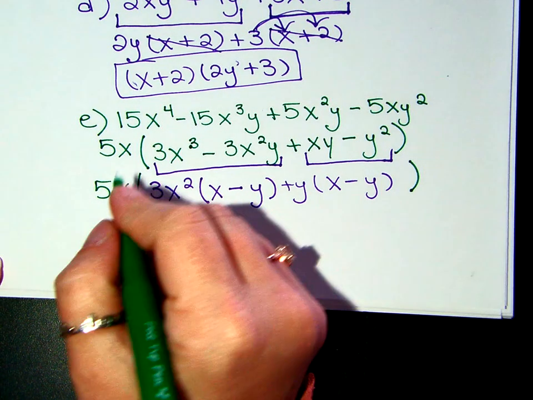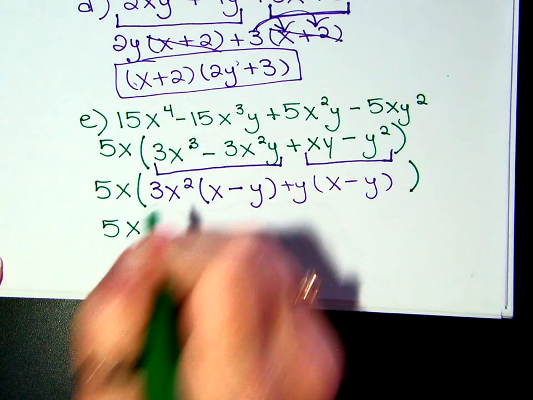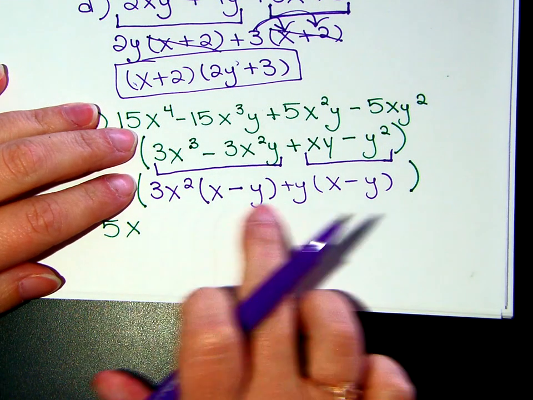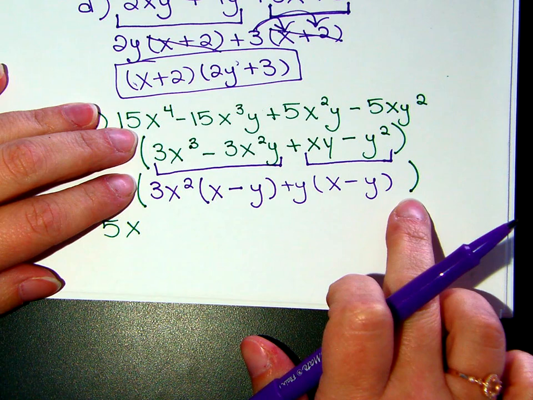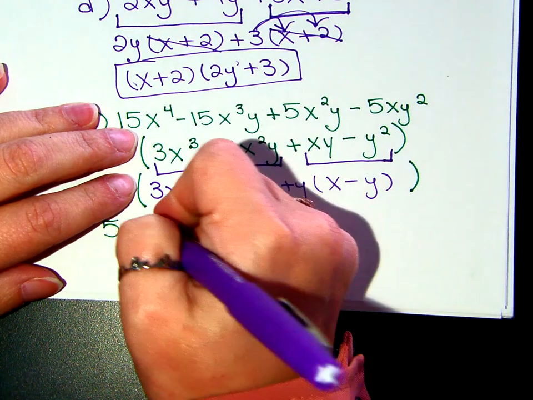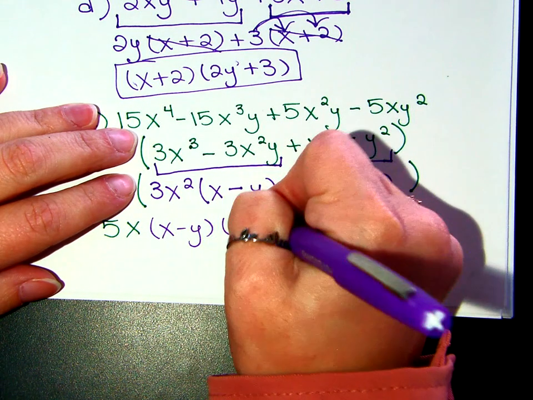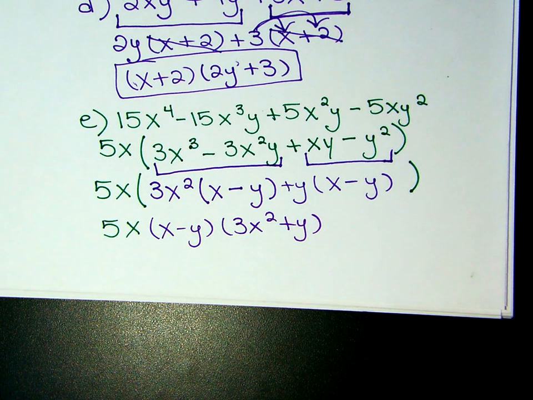Now, this in here is the same as we've always done it. We just have this extra little 5x out here. The two terms inside this big parenthesis, we have this one with the 3x squared times the x minus y, and then we have our y times the x minus y. So I can still pull the x minus y out of those two terms, leaving me with a 3x squared plus y. And I can drop the big set of parentheses at that point because everything is being multiplied together. The 5x is multiplying against the x minus y, which is multiplying against the 3x squared plus y.